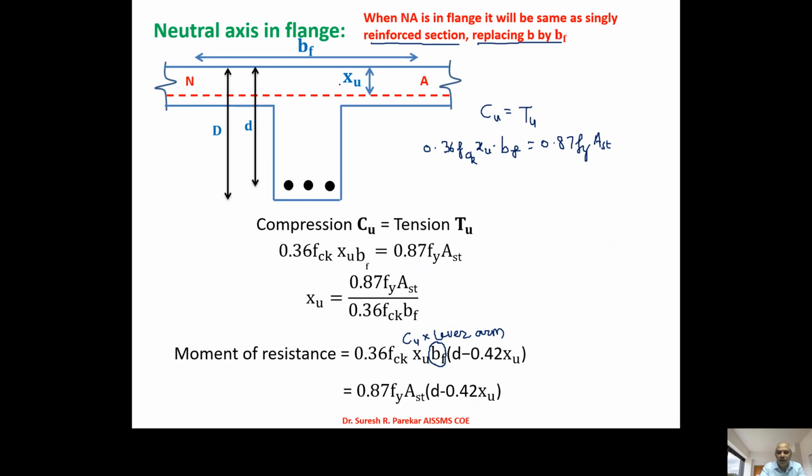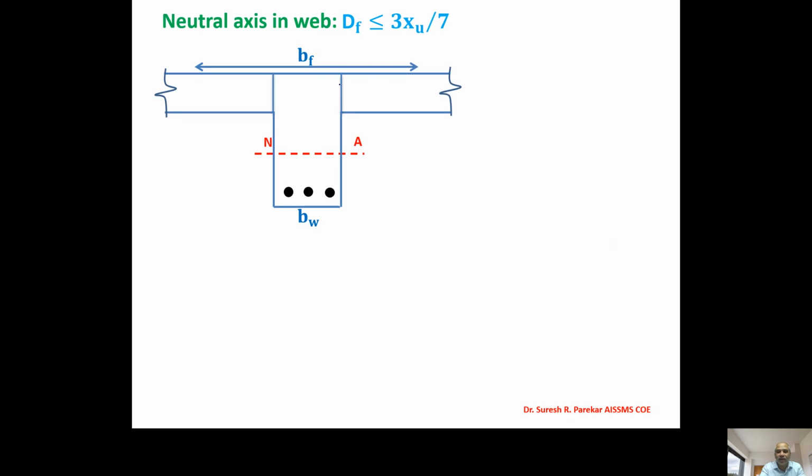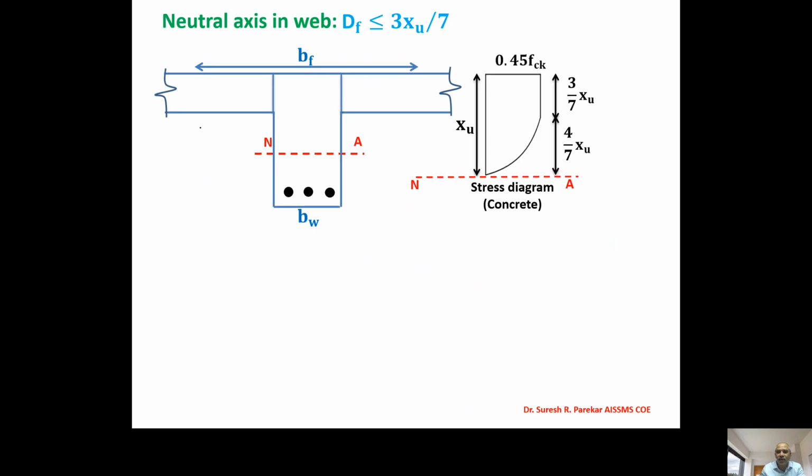Now, when the neutral axis is in the web, in that case df is less than 3/7 XU. We have just seen this, so you can see df less than 3/7 XU. If we draw this diagram, then our whole flange depth is less than the height of the rectangular section, and therefore all the concrete in the flange is at 0.45 FCK stress.